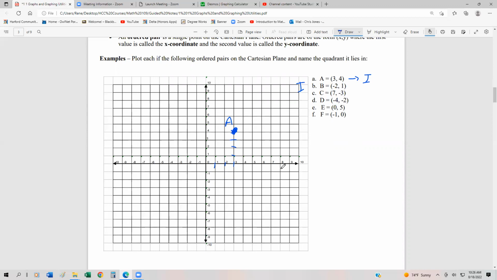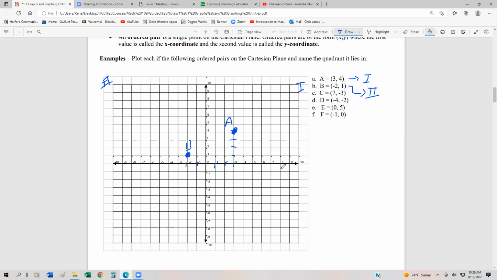Now, the second point that we have is negative 2, 1. So I'm going to move to the left 2, and then I'm going to move up 1. So this is going to be our point B. And clearly that's going to fall in quadrant 2. So that's quadrant 2.